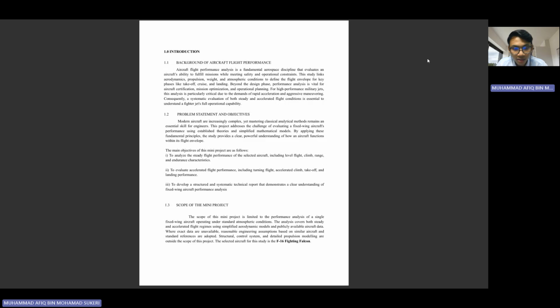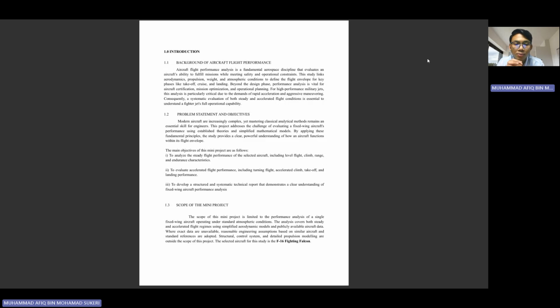as my selected aircraft. So let's have a quick look at the problem statement and objective of this project. The problem statement is that because modern aircraft are getting more complex day by day, it is essential for engineers to understand these very classical analytical methods. And this project is to address the challenge of evaluating fixed-wing aircraft performance using established theories and simplified mathematical models.